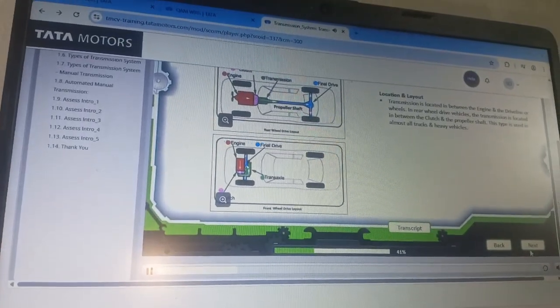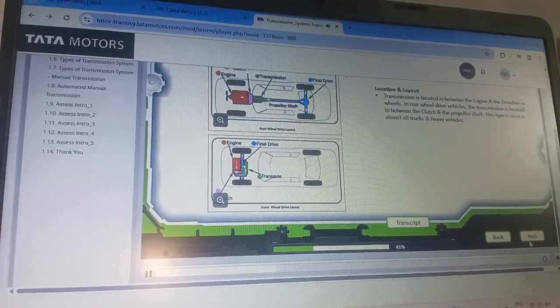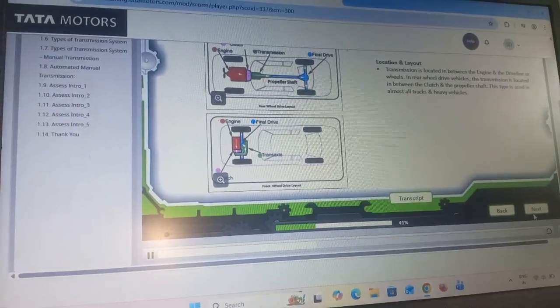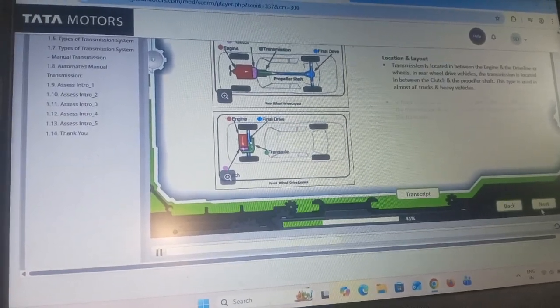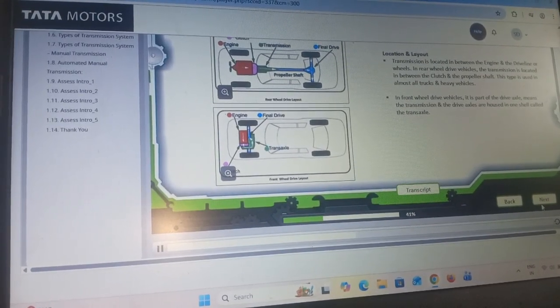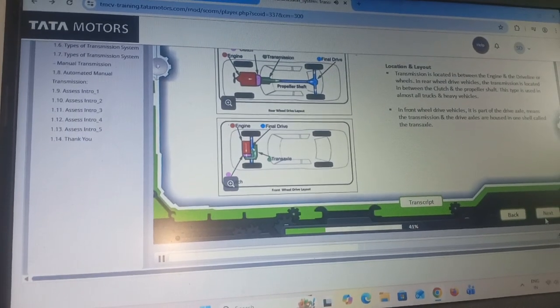In rear-wheel drive vehicles, the transmission is located in between the clutch and the propeller shaft. This type is used in almost all trucks and heavy vehicles. In front-wheel drive vehicles, it is part of the drive axle, meaning the transmission and the drive axle are housed in one shell called the transaxle.